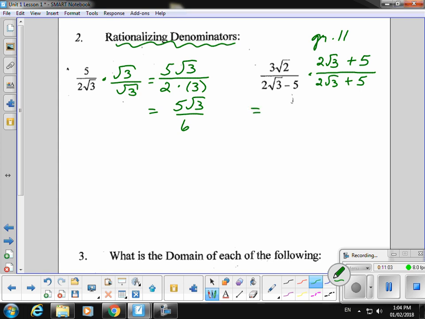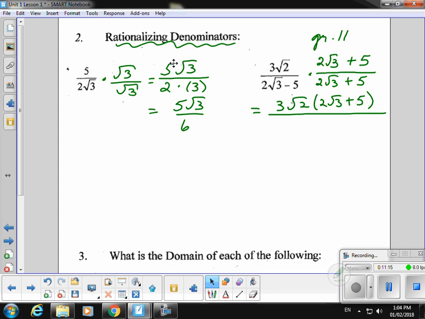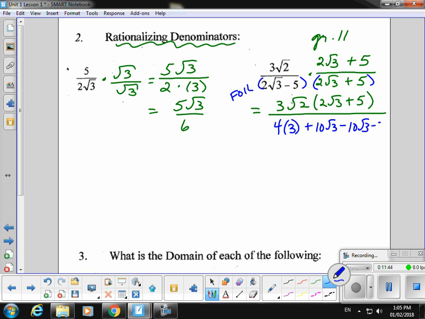I will end up with 3 root 2 times 2 root 3 plus 5. We can tidy that up if we want to. The bottom, I am multiplying two what look like binomials. So my thinking is I am foiling, and I am foiling a difference of squares. So my firsts would be 4 root 9, or 4 times 3. Outside would be 10 root 3. Inside would be subtract 10 root 3, subtract 25.